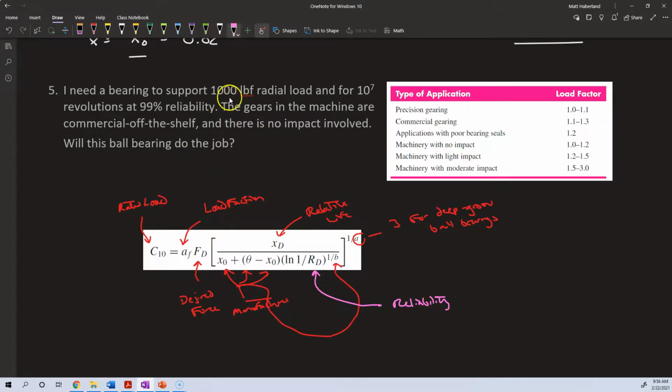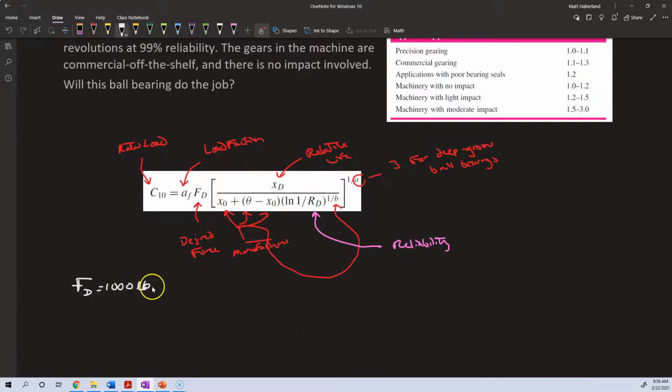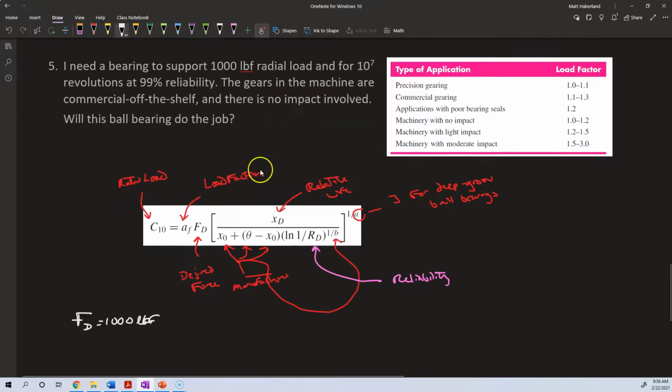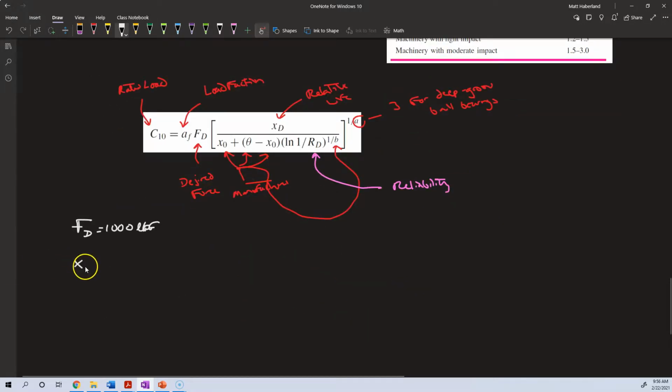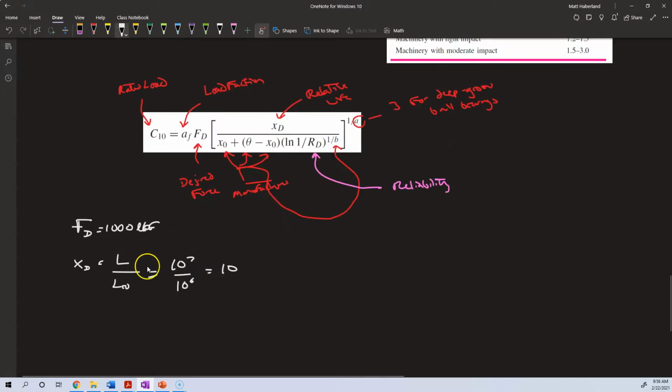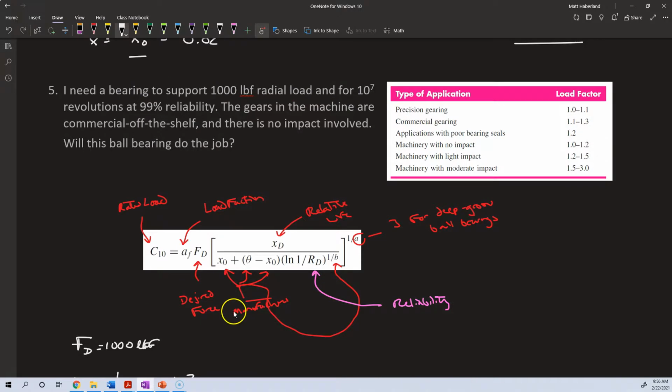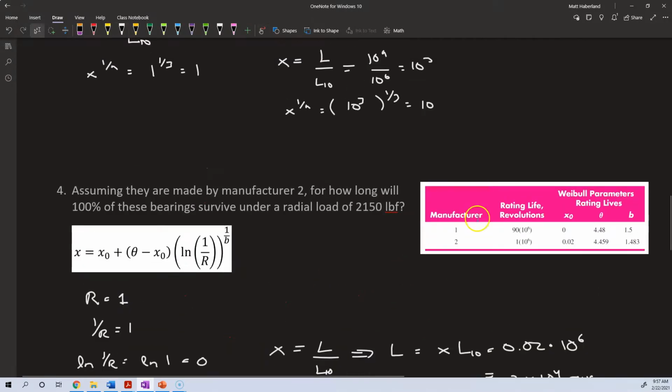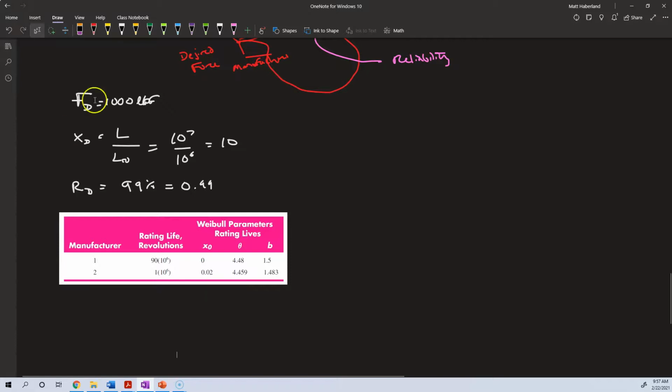We know what load we need to support. FD, in our case, is 1,000 pounds. We need it to last for 10 to the 7th revolutions. So XD is equal to the life we need over the L10 life: 10 to the 7th over 10 to the 6th is equal to 10, our relative life. We need it to have a reliability of 99%, so RD, the desired reliability, is 0.99. We're still talking about manufacturer 2, so we can get our x naught, theta, and b right here.